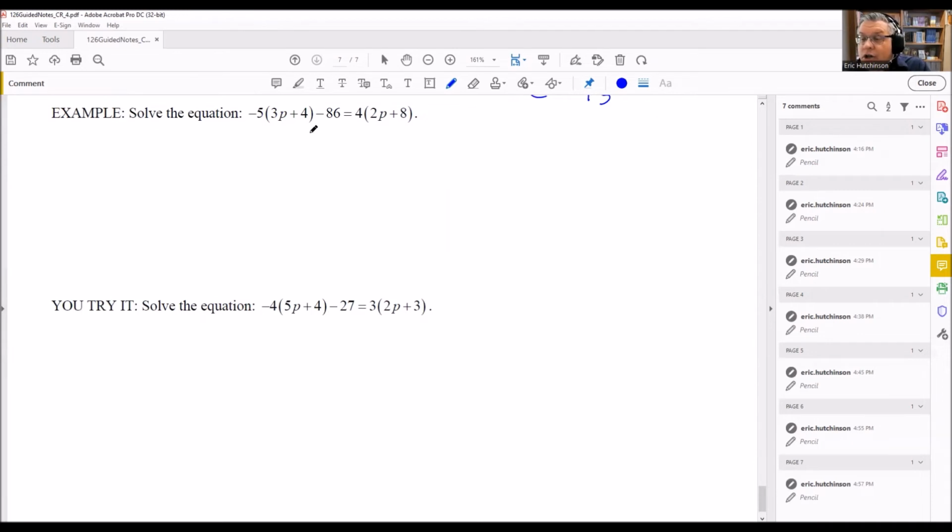This one here, another one we're going to go ahead and multiply out. Okay, so I'll just multiply this. -5 times 3 is -15p. -5 times the 4 is -20. Then you have -86. On the other side, 4 times everything inside there. So 4 times 2p will give you 8p. 4 times 8 gives you 32. We want to add like terms together for the next step. -20 minus 86 is going to give you -106.